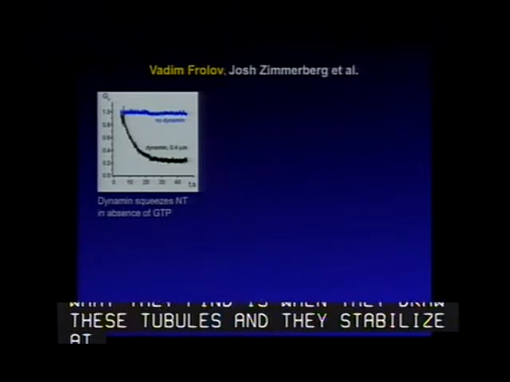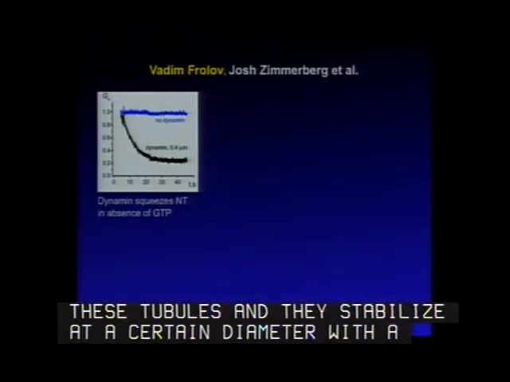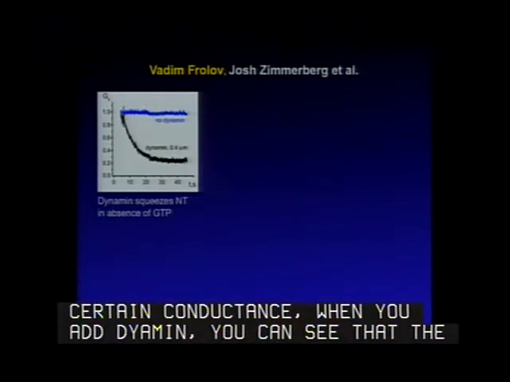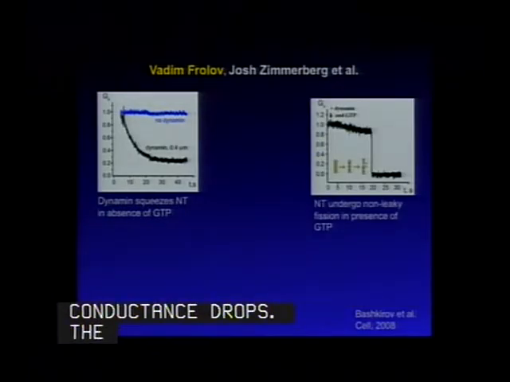What they find is when they draw out these tubules and they stabilize at a certain diameter with a certain conductance, and when you add dynamin to this outer bath reservoir, you can see that the conductance drops, the tubule is squeezed in a dynamin-dependent manner. This is in the absence of GTP. In the presence of GTP, there's only a little bit of squeezing.